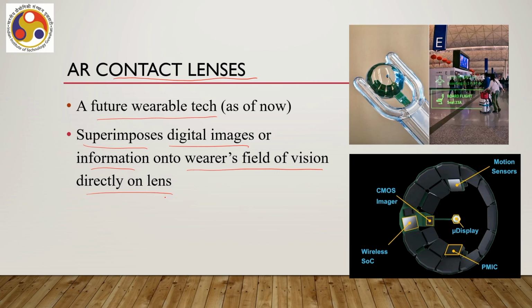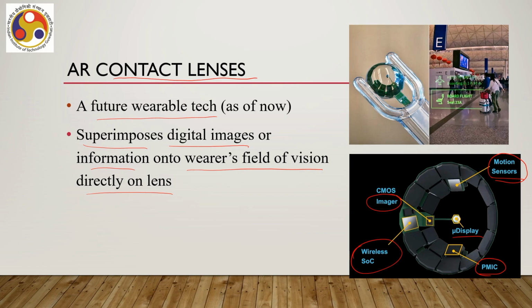And these lenses, from the outside, may appear simple, but inside there are a lot of things in the lenses. There can be an imager made on CMOS technology, a display, other components, even wireless components, motion sensors, sophisticated components miniaturized and placed on the contact lens, the wearable device.